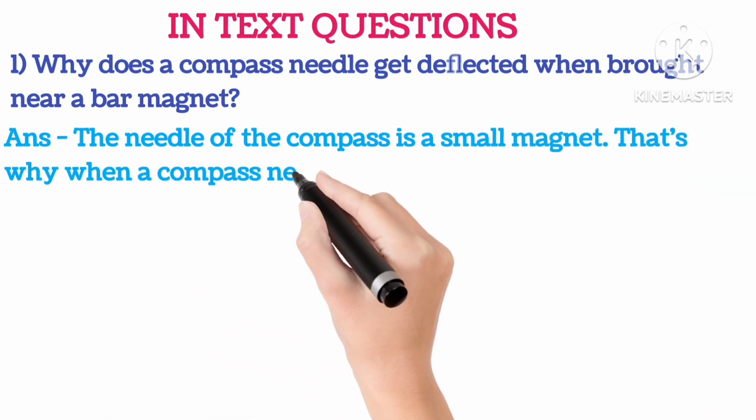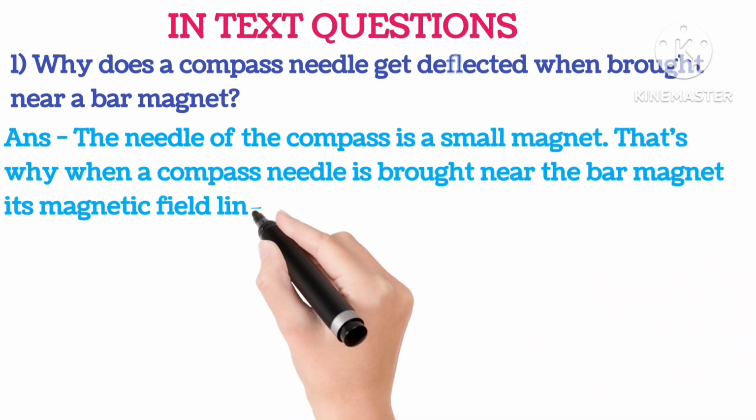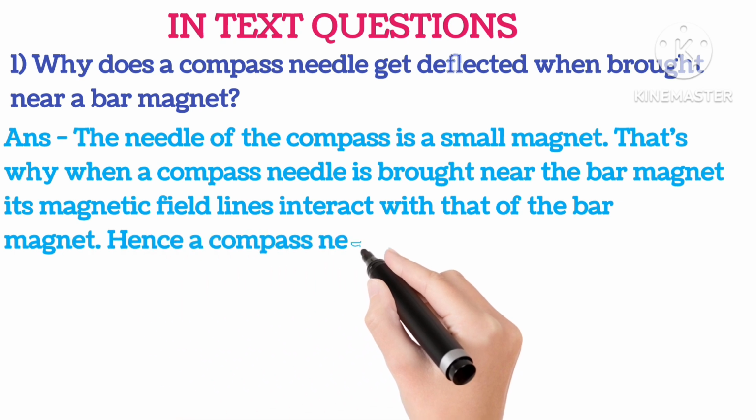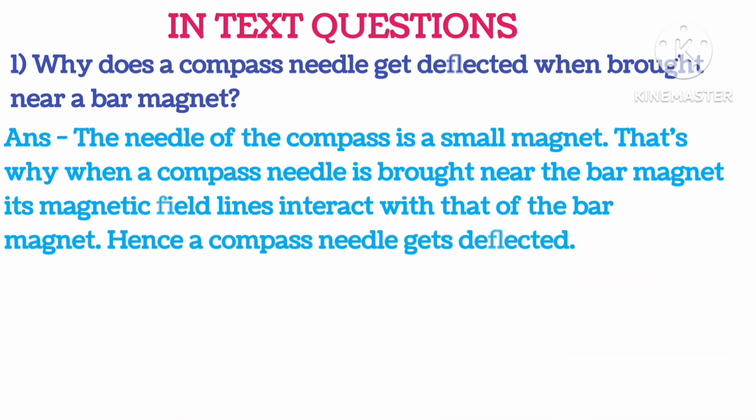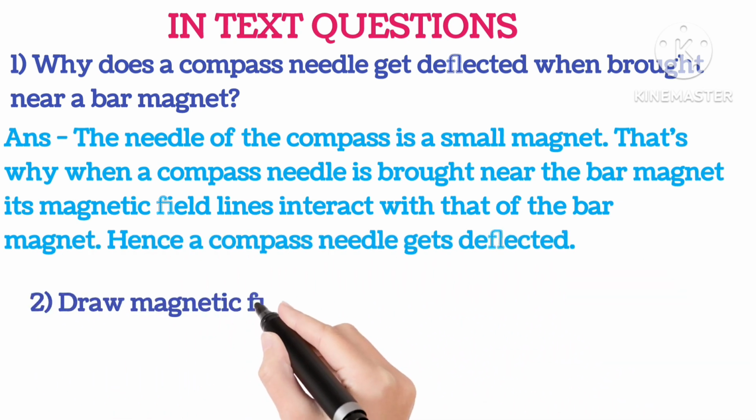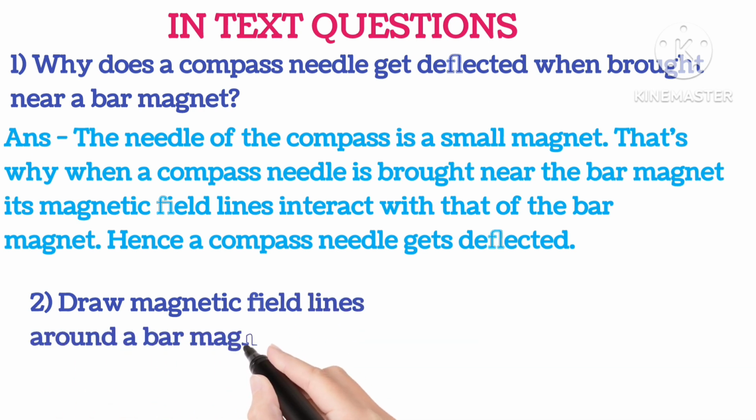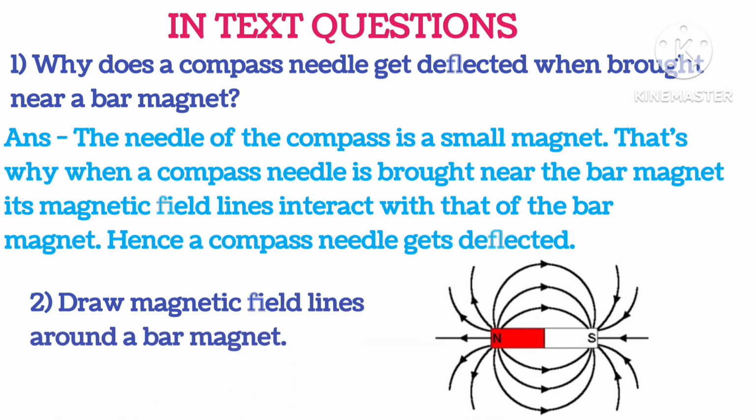The needle of the compass is a small magnet. That's why when the compass needle is brought near the bar magnet, its magnetic field interacts with that of the bar magnet. Hence the compass needle gets deflected. Draw the magnetic field lines around a bar magnet. You can see the diagram here.